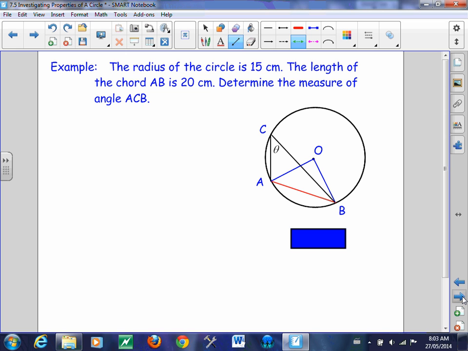So the radius of a circle is 15 centimeters, so I'll put that on here. 15 centimeters and 15 centimeters. The length of the chord AB is 20 centimeters, so I'll put down 20 centimeters for that. Determine the measure of angle ACB. So we want to find this angle right here.